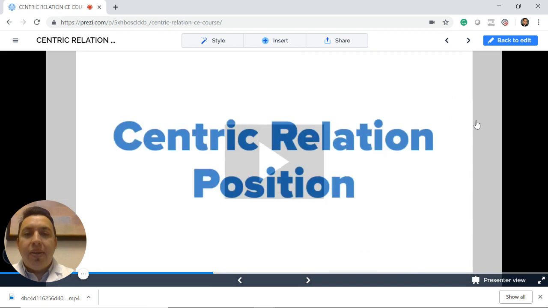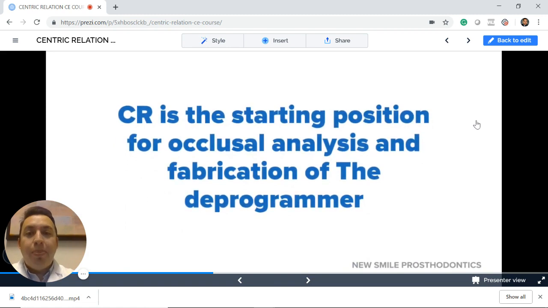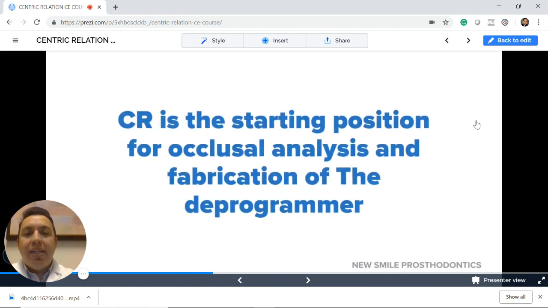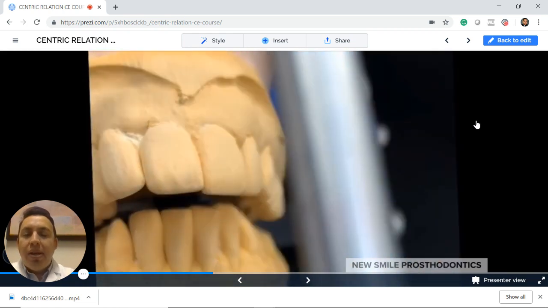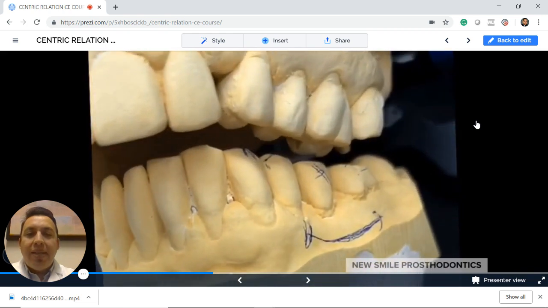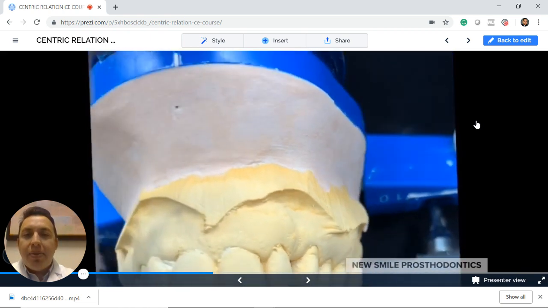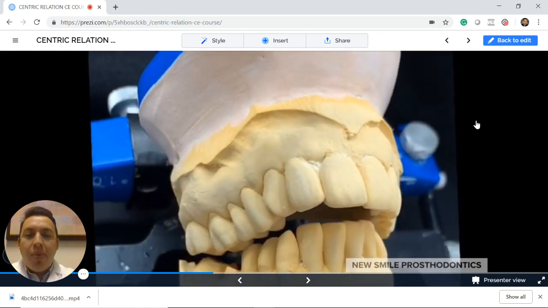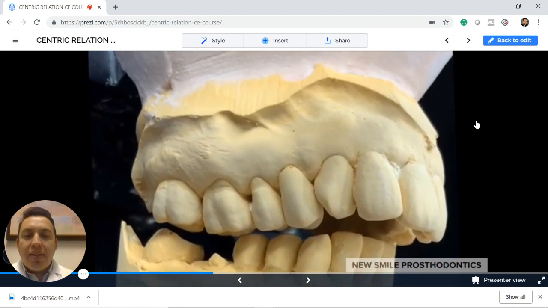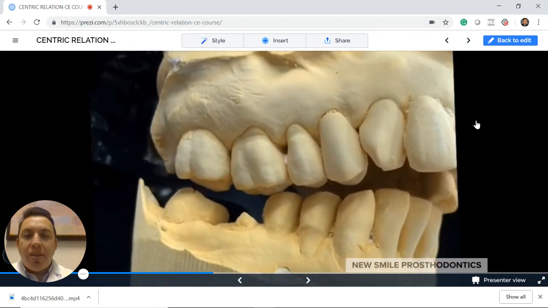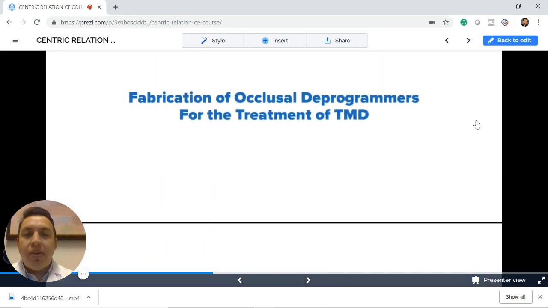Now, I'm going to share with you one of my patients in my office where I use central relation position as my starting point. You can appreciate that in this particular case, there's actually only one contact on the posterior right side. The rest there's a gap. If I was to mount this case in maximal intercuspal position, I would be missing a lot of valuable information on how to treat this case. That's why it is very important to use central relation as a starting point. That will be used for the fabrication of the occlusal deprogrammer.